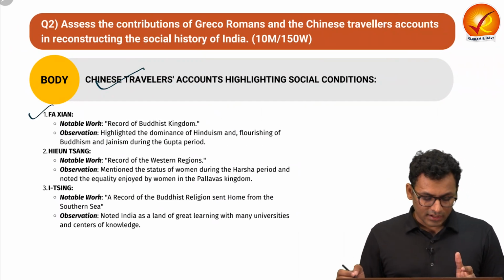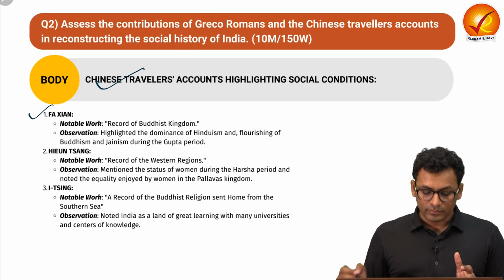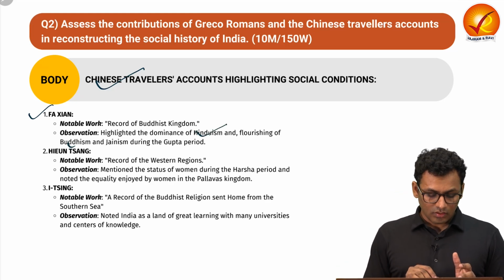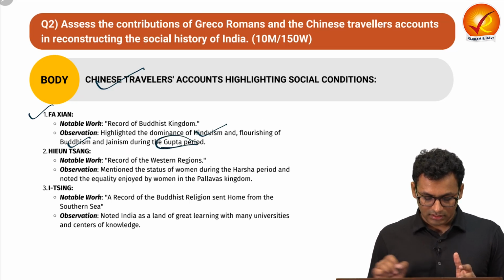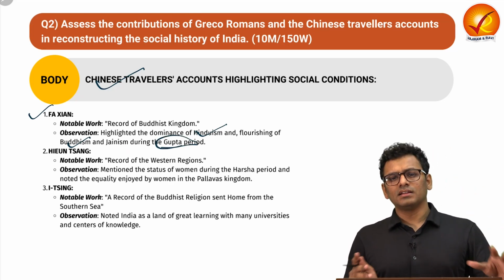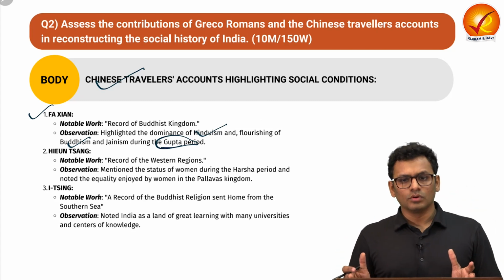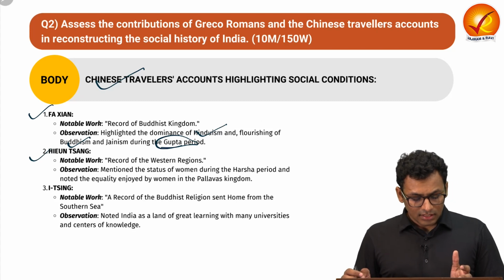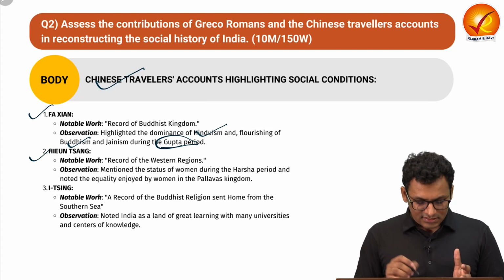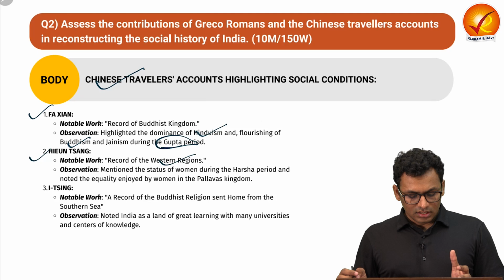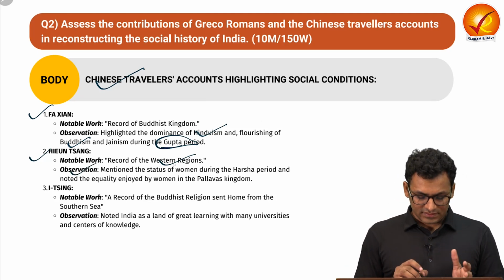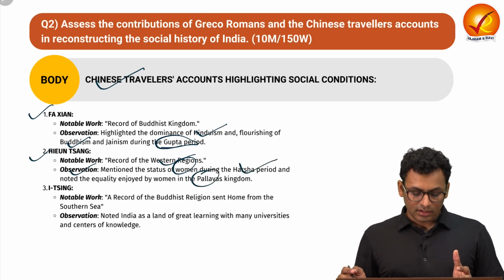First, you can talk about Fa-Hien. In his work Record of Buddhist Kingdoms, he highlighted the dominance of Hinduism and flourishing of Buddhism and Jainism during the Gupta period. So basically, he provided the picture of society in the Gupta period from the religious perspective. The next is Yuan Chwang. In his book The Record of the Western Regions, he observed that there is a certain allocation of status of women during the Harsha period and with respect to the Pallavas.